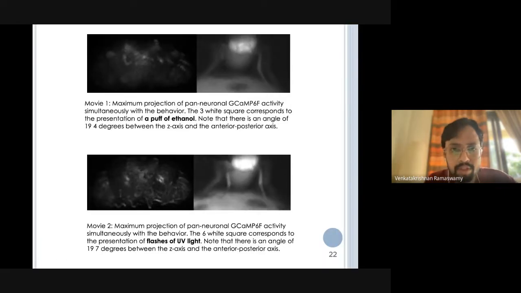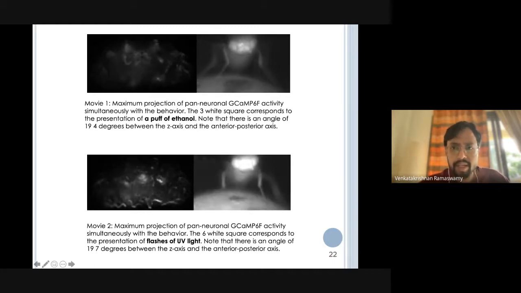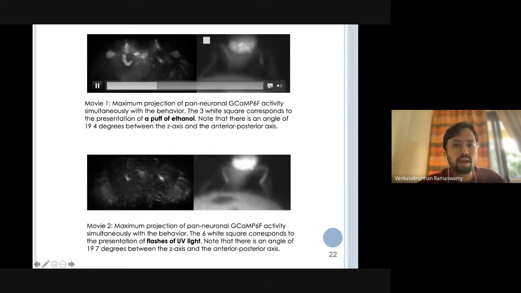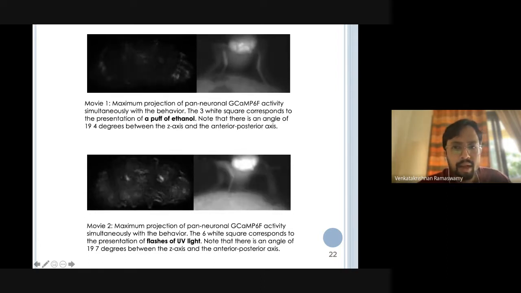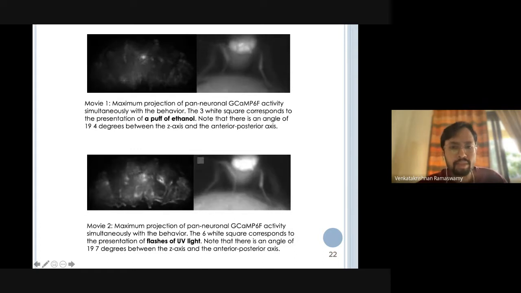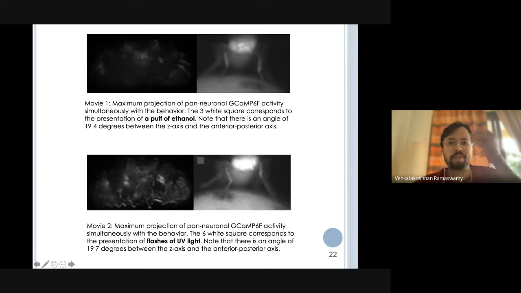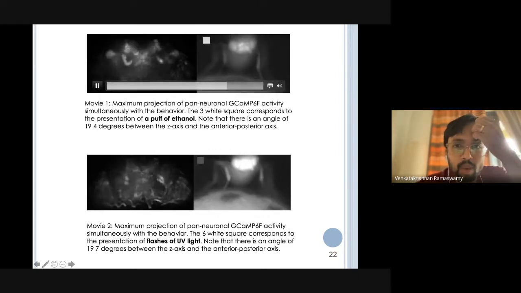And this is likewise with the fruit fly, the adult fruit fly. And here again, this fruit fly is walking on the styrofoam ball, right? And on the left, you see the brain that is being imaged, all right? In the top movie, it is being given a puff of ethanol, right? And when it's being given a puff of ethanol, you see the square light up, right?